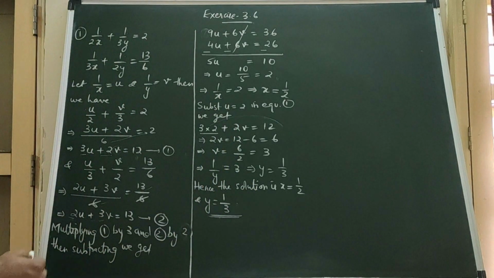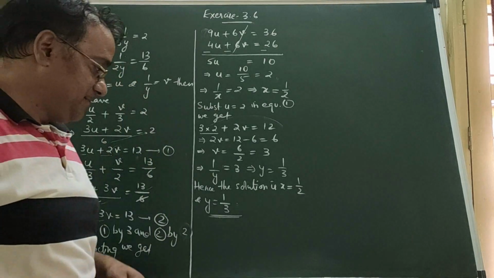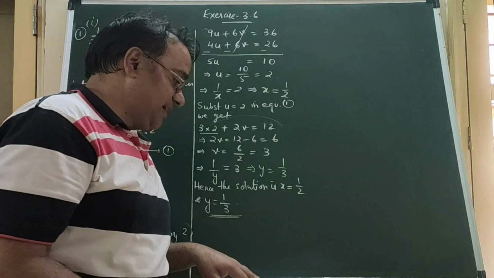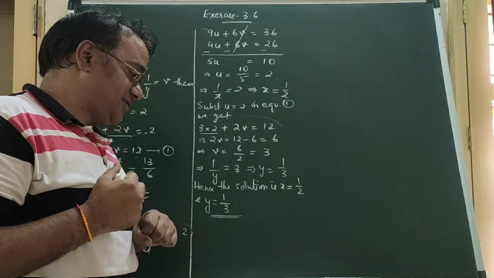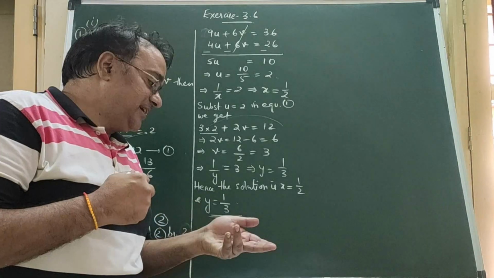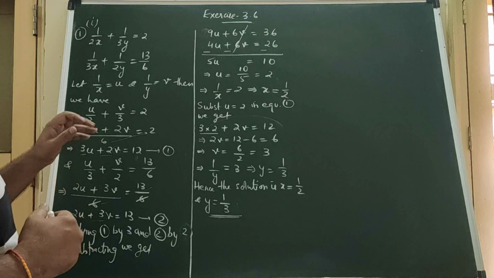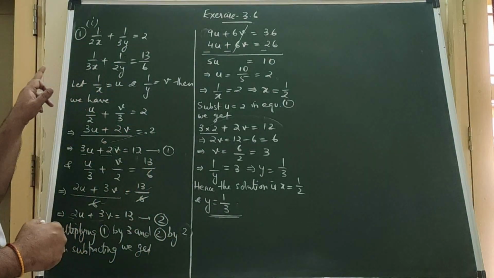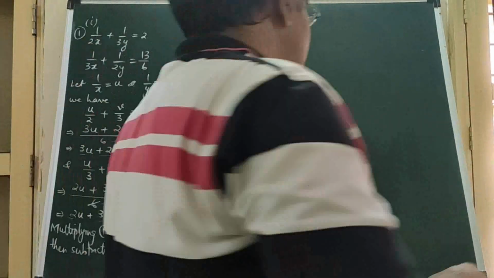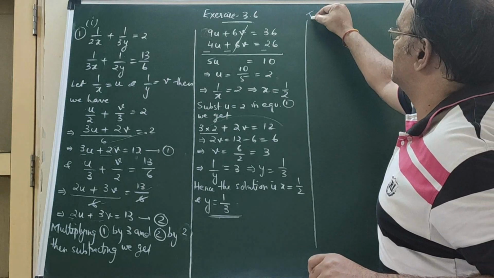Okay, so this is the answer for the first question, first bit. Now see, in the question it is written that solve the following pairs of equations by reducing them to a pair of linear equations. ठीक है, तो इस क्वेश्चन को मैं दूसरे तरीके से भी कर सकता हूँ. Right, so I am going to explain the other method. This is method number 2.